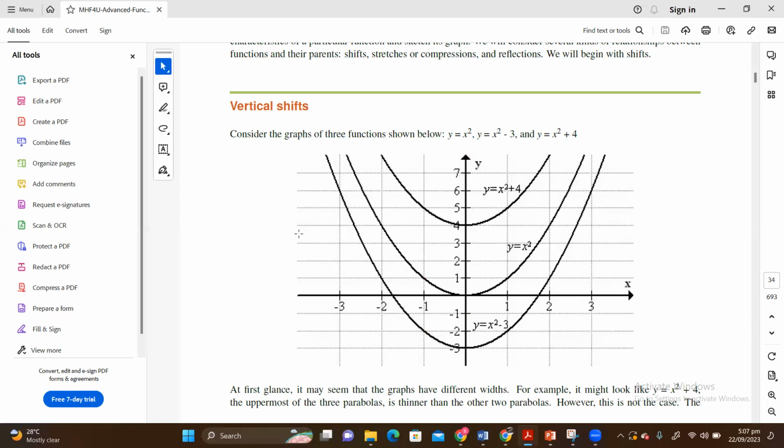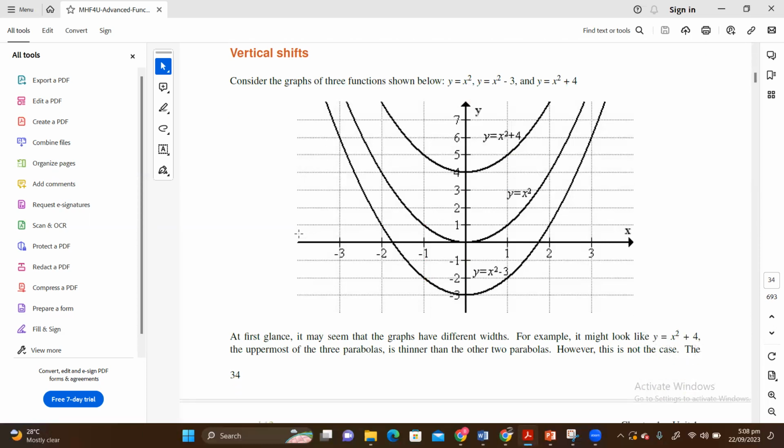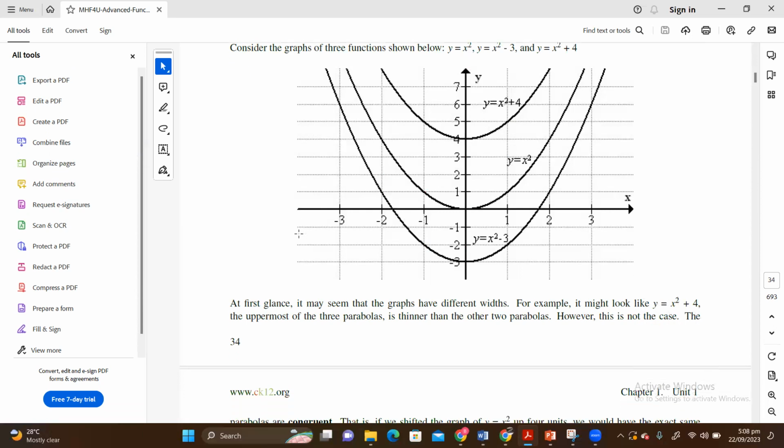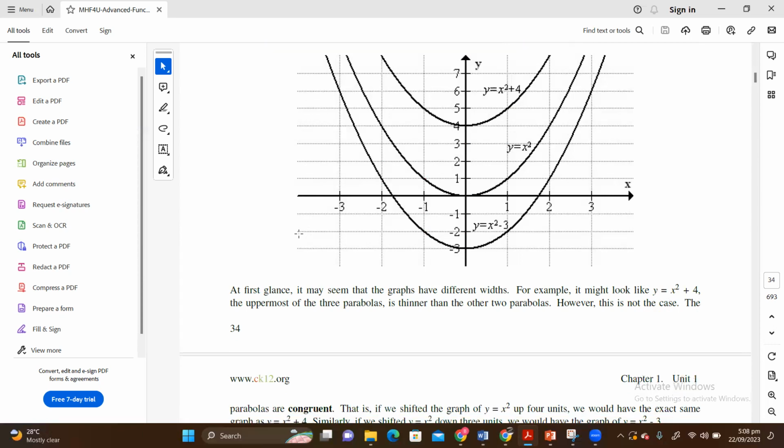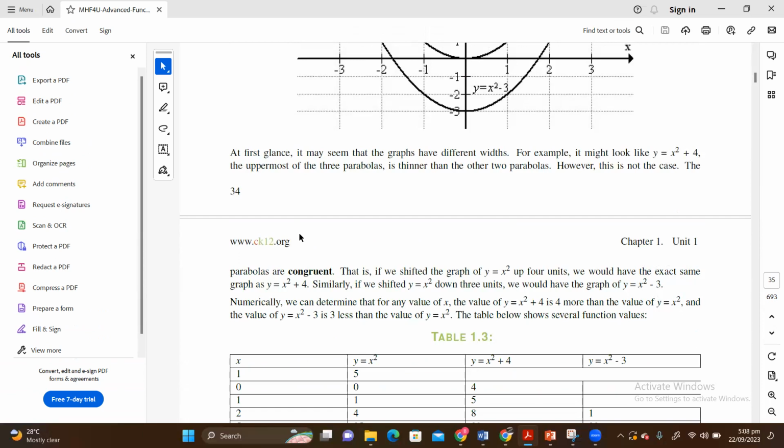At first glance, it may seem that the graphs have different widths. For example, it might look like y is equal to x square plus 4, the uppermost of the 3 parabolas, is thinner than the other two parabolas. However, this is not the case. The parabolas are congruent. That is, if we shifted the graph y is equal to x square up 4 units, we would have the exact same graph y is equal to x square plus 4.